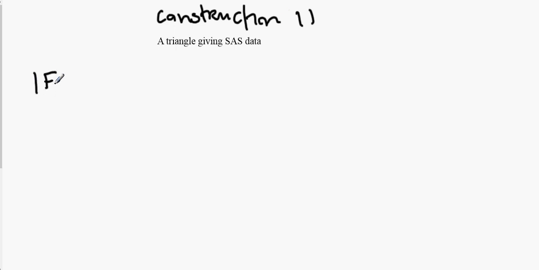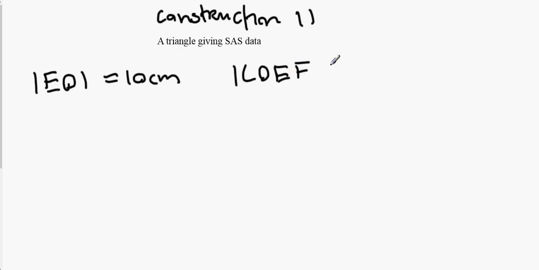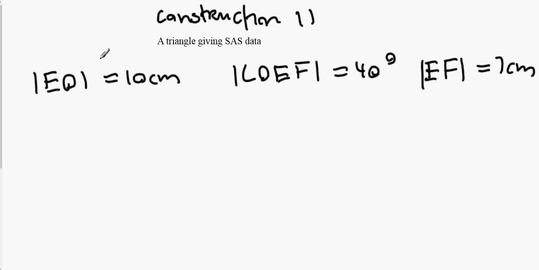It can tell us 2 lengths. It can say ED is 10 centimeters. It can tell us that the angle DEF, now remember the middle letter is the most important, that means DEF, this angle here, is 40 degrees. And then finally EF is the other side, and it is 7 centimeters. So here we go, we have side, angle, side.